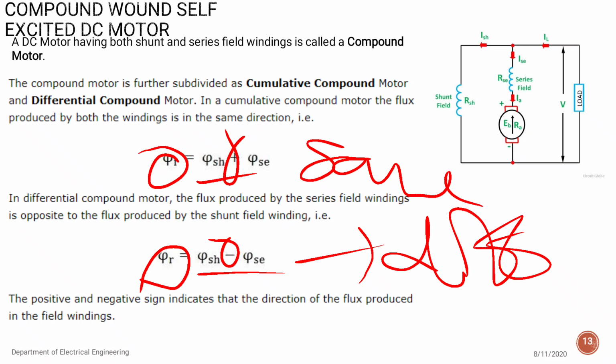So this is all about the types of DC motor. I think every point about the types of DC motor is cleared. If any doubt, please ask me.